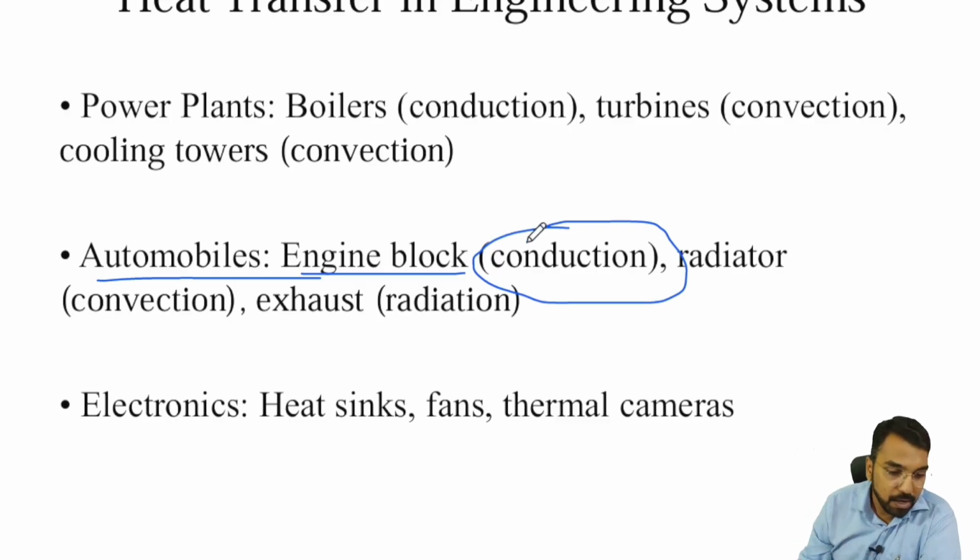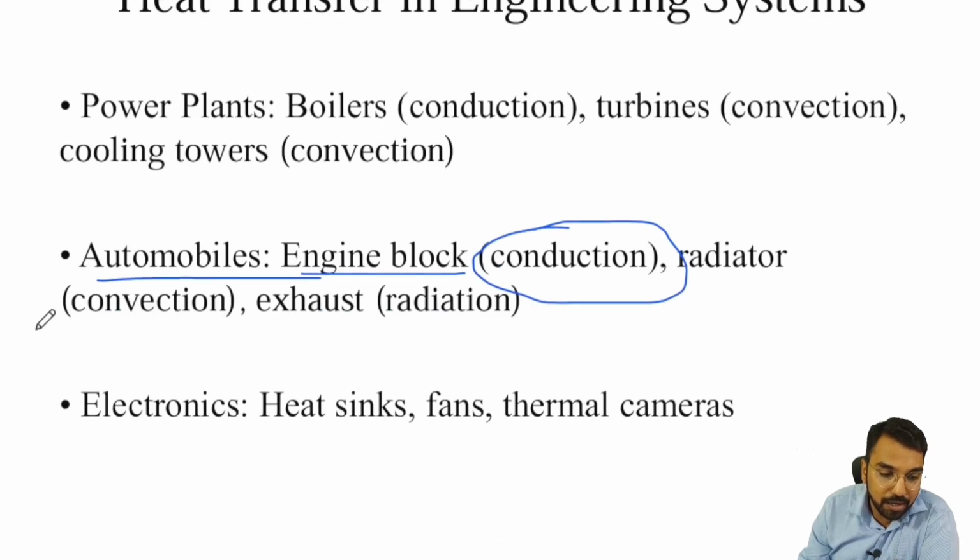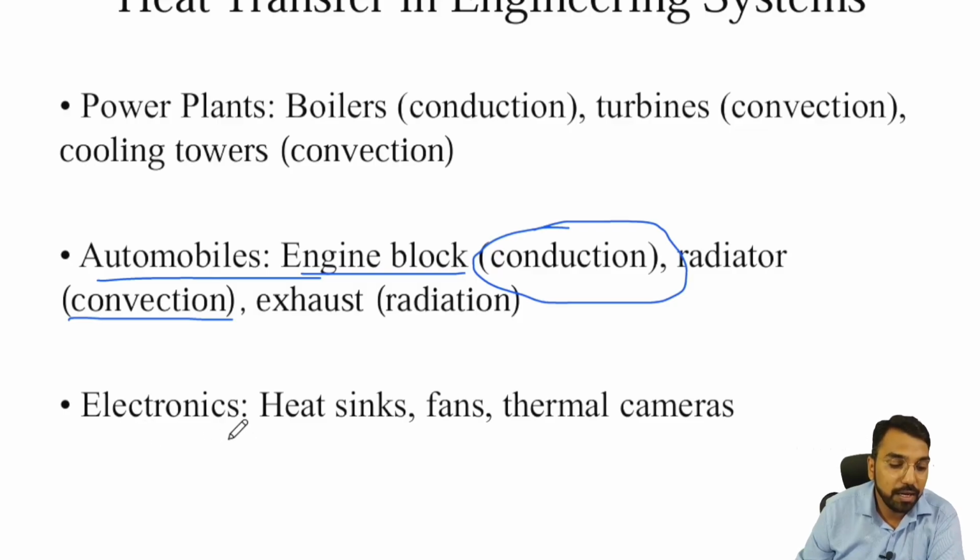Okay, so as you have just seen, in the radiator the heat transfer mode is convection. And in the exhaust, which in general language you call a silencer, radiation heat transfer takes place. In electronics, heat sinks, fans and thermal cameras are the major applications of these modes of heat transfer.